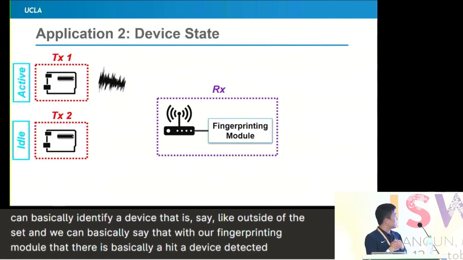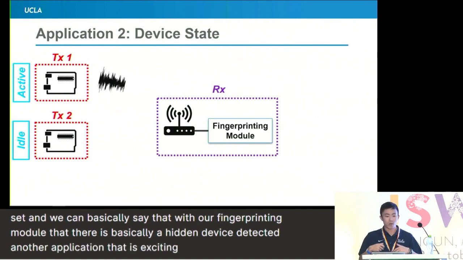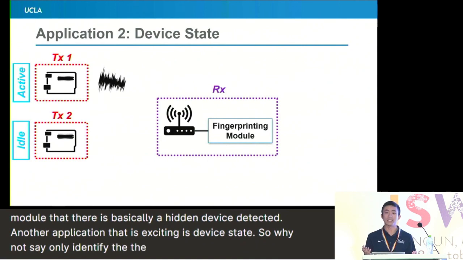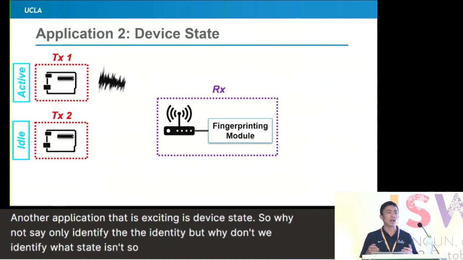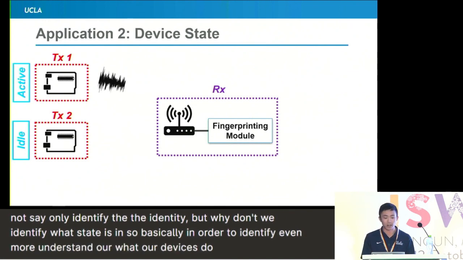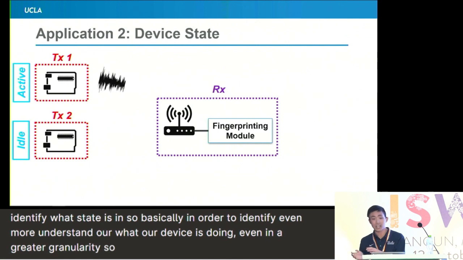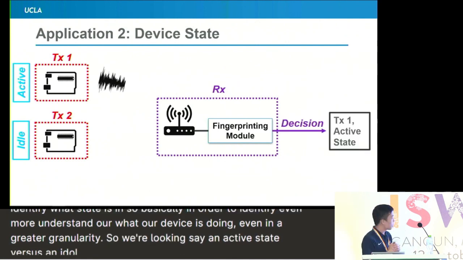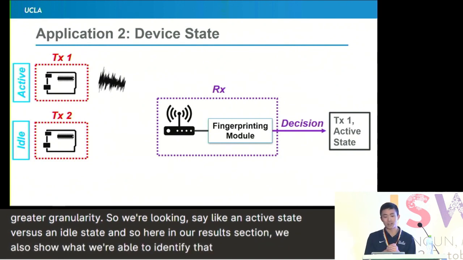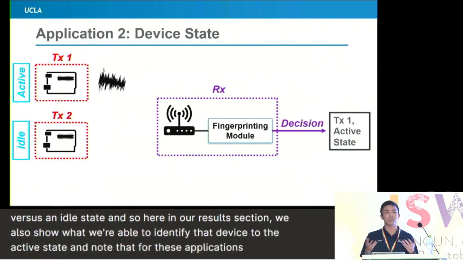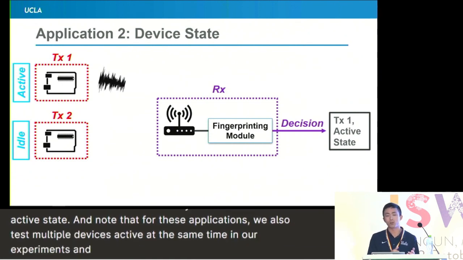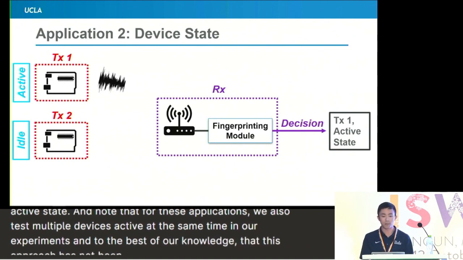Another application that is exciting is device state. Why not only identify the identity, but also identify what state it is in? That way we understand what our device is doing at an even greater granularity, looking at, say, an active state versus an idle state. In our results section, we also show that we're able to identify that a device is in the active state. Note that for these applications, we also test multiple devices active at the same time in our experiments, and to the best of our knowledge, this approach has not been conducted in many previous works.